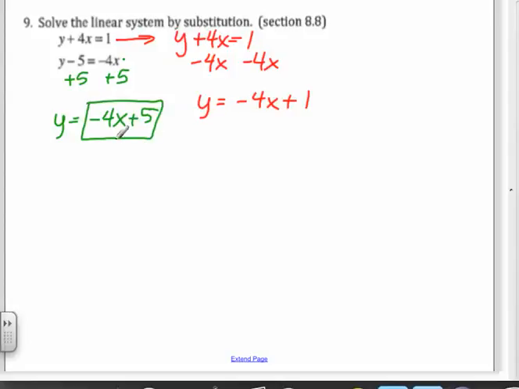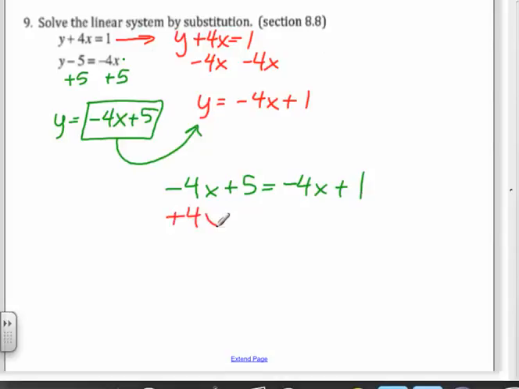Okay? Now, that means that y equals this. So I'm going to put it into the other equation. And I'm going to say negative 4x plus 5 is equal to negative 4x plus 1. Now I only have one variable, and I can solve for it. What would be the first thing that you'd want to do to solve for x, Kentaro? Get the variables on the same side. On the same side. So I'm just going to add 4x to both sides.